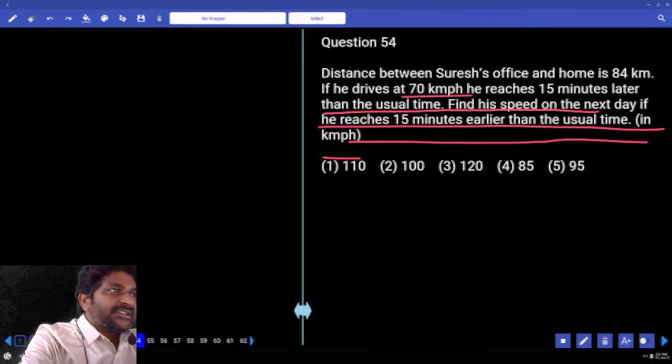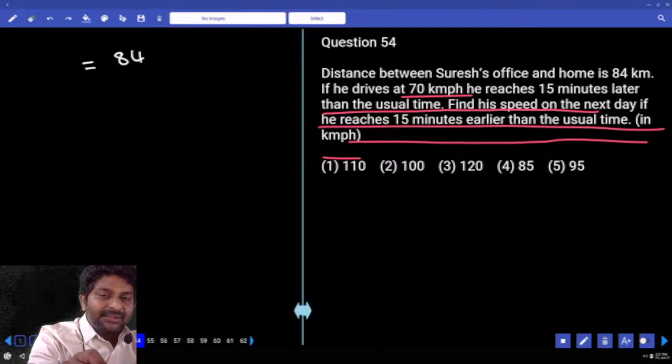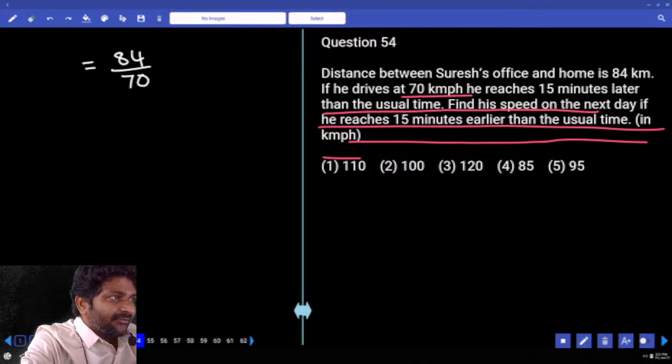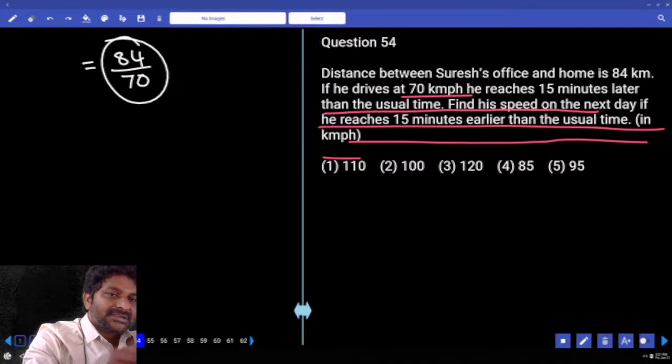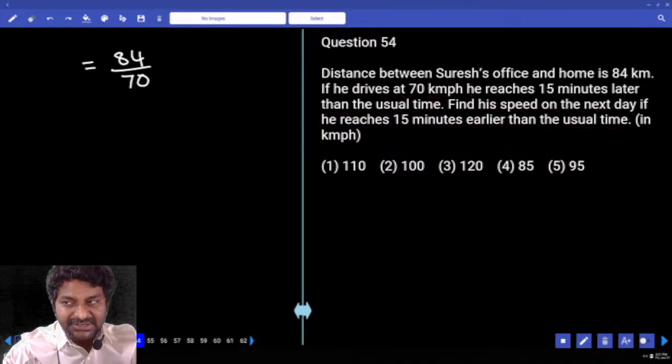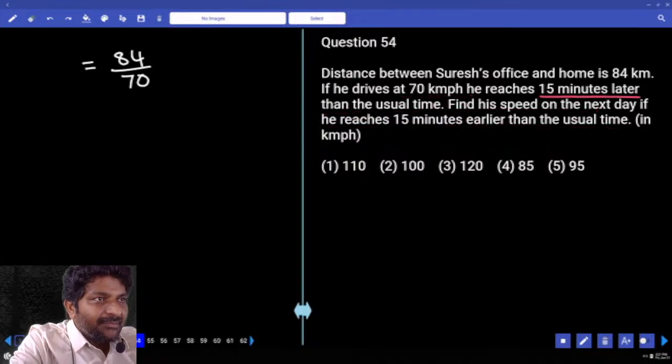What is the distance between office and home? And if he drives with 70 km per hour, how much time does he take? 84 divided by 70. This much time he will take to reach from office to home. Am I right? Now, let me identify the answer. Will it be in terms of hours or minutes? Hours.